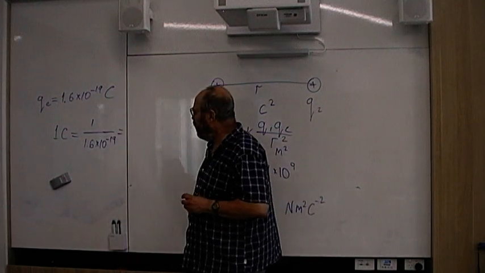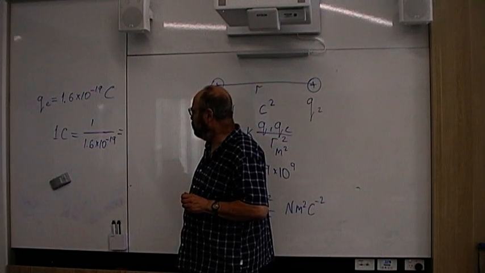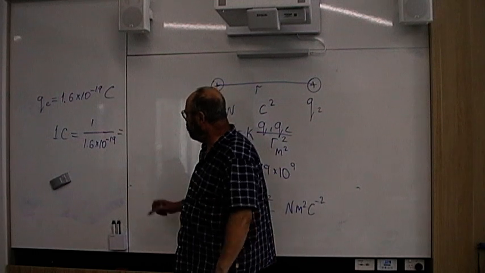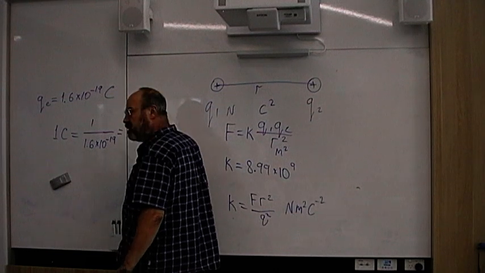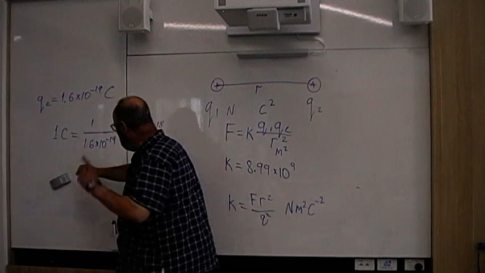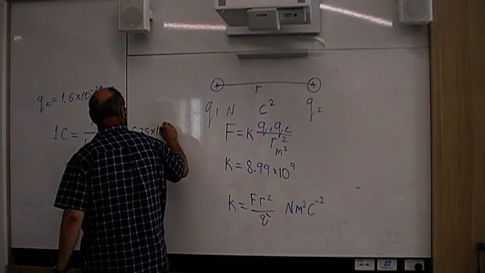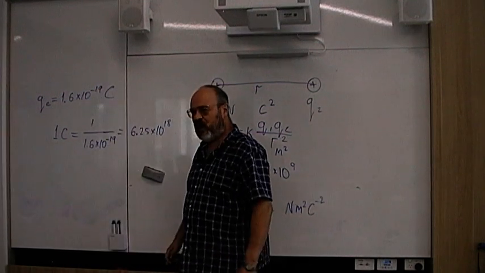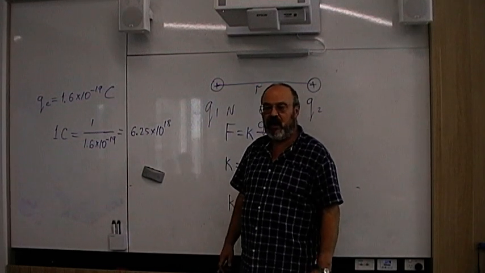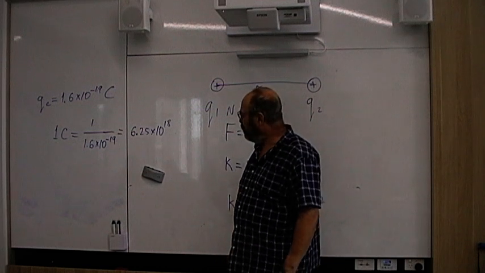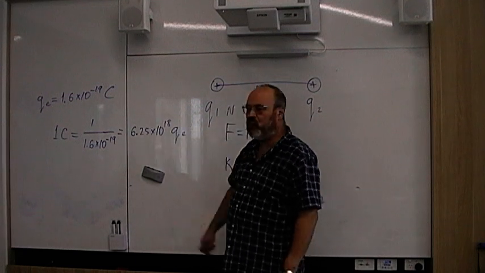That will be approximately, I can use the calculator, I think it will be something like 6.8 times 10 to the power 18. Can someone check with the calculator? 6.25 times 10 to the power 18, yes. So we need quite a lot of electrons to make 1 Coulomb of charge. So 1 Coulomb is 6.25 times 10 to the power of 18 electrons. That many electrons we need to have.